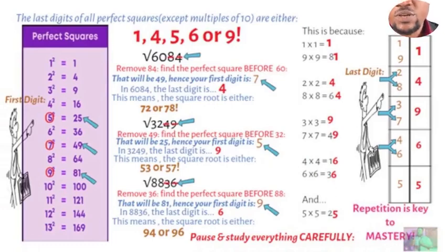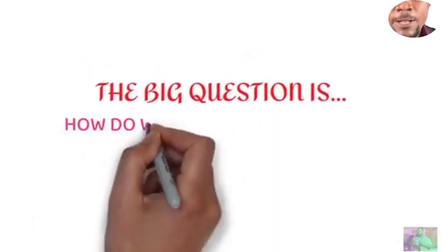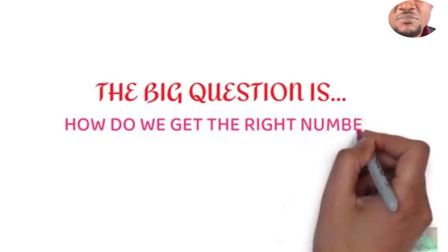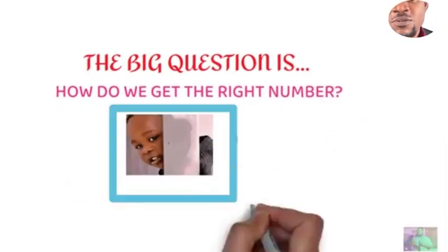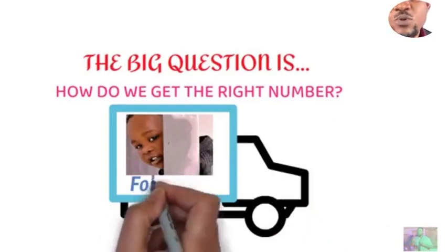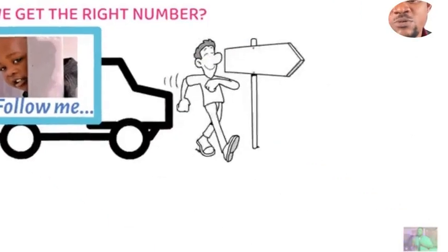Pause and then study everything. Go over this, and then I'm sure you're going to get it. I've told you several times, repetition is what is key to mastery. You just go over it again. The big question is, how do we get the right number? For what we just did, you have two guesses to pick from, either one or the other. So how do we get the right number?